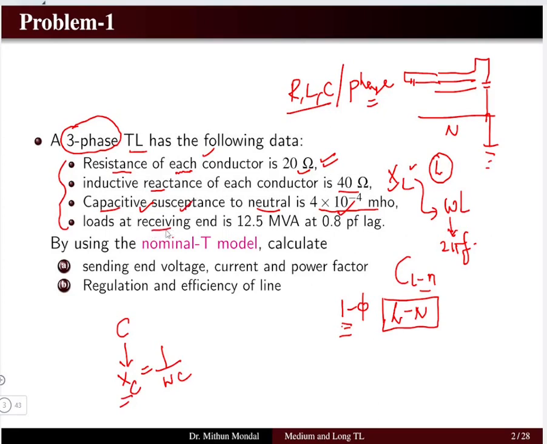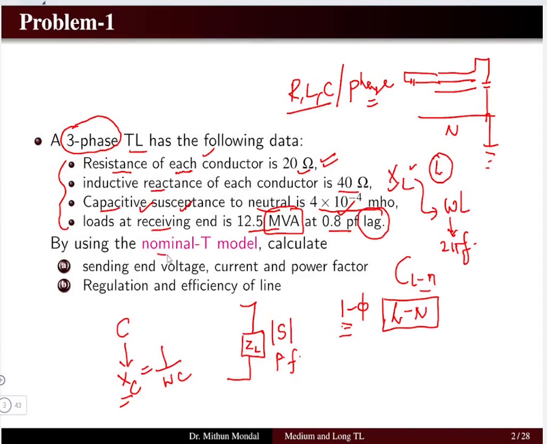Load at the receiving end information is given. So the information is given about the load that is connected at the receiving end, that is 12.5 MVA. So note down the unit of the power, it is MVA, which means that the magnitude of the complex power has been given, and it is given with 0.8 power factor. So the power factor of the load is given to us, which is lagging in nature.